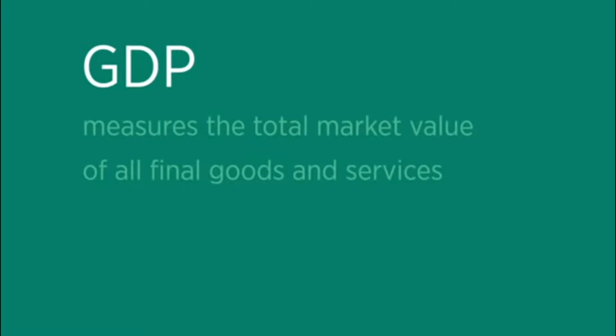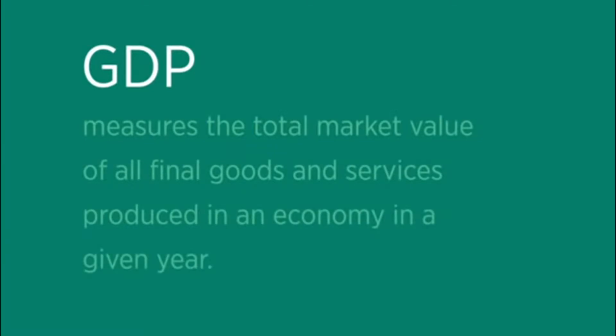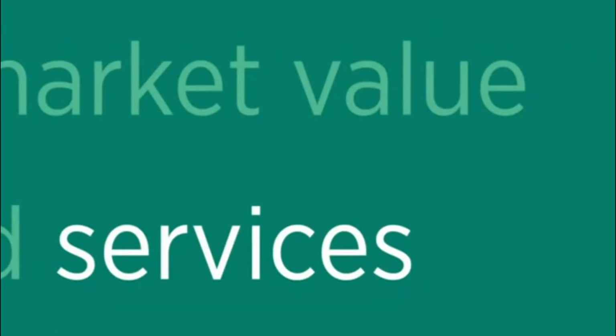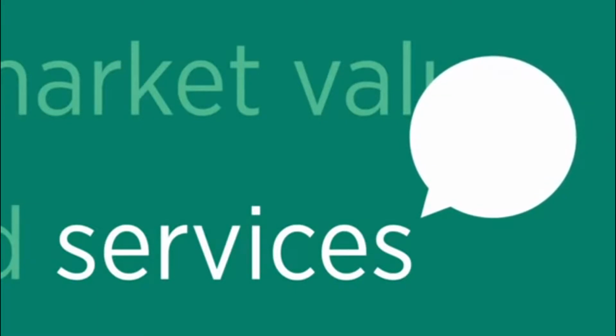over time. GDP measures the total market value of all final goods and services produced in an economy in a given year. Goods are items that are touchable, such as appliances, cars, and clothing. Services are actions, things people do for us, such as haircuts, car repairs, and customer service. Let's take a look at three phrases used to define GDP.